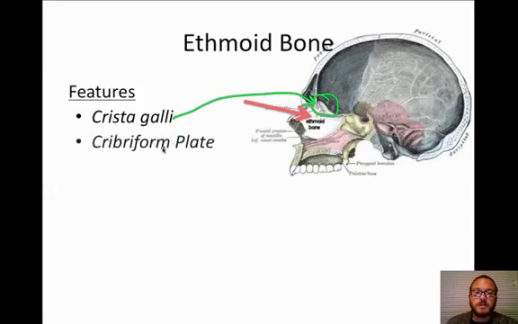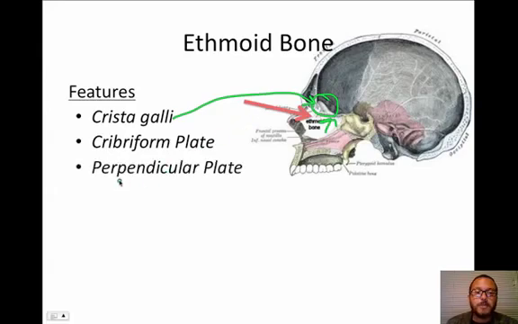Another feature is something called the cribriform plate. We're going to see that nearby here. It's going to be on the side. It has all the little holes. I've got better images to show you in a moment about the cribriform plate. A lot of the little nerves for your sense of smell, the olfactory nerves, are going to be traveling through that. Lots of little small holes. You'll see that easily in our class.